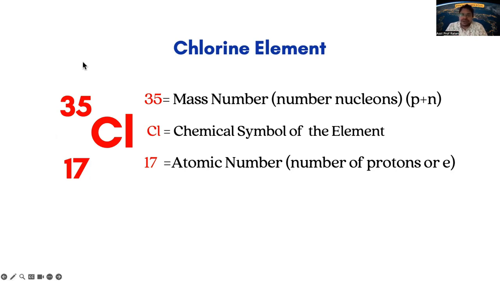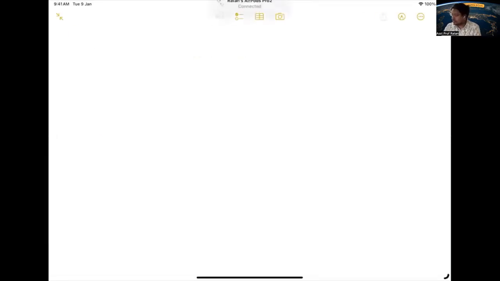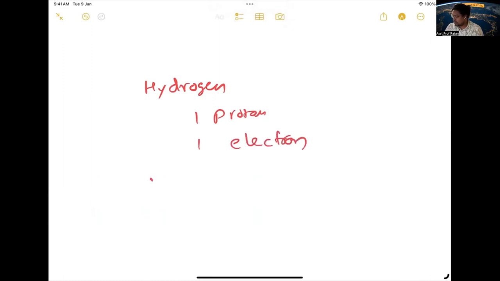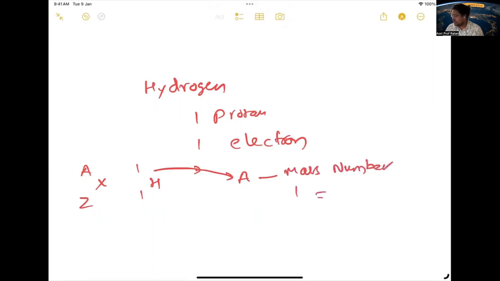So let's show a more elaborate way. Suppose I have hydrogen. Hydrogen contains one proton and one electron. So hydrogen is represented by H, 1, 1. So what does it mean? It is similar to X A Z. So what does the A equal to 1 indicate? A means mass number. So it contains a number of nucleons equal to 1. That means it contains one proton.